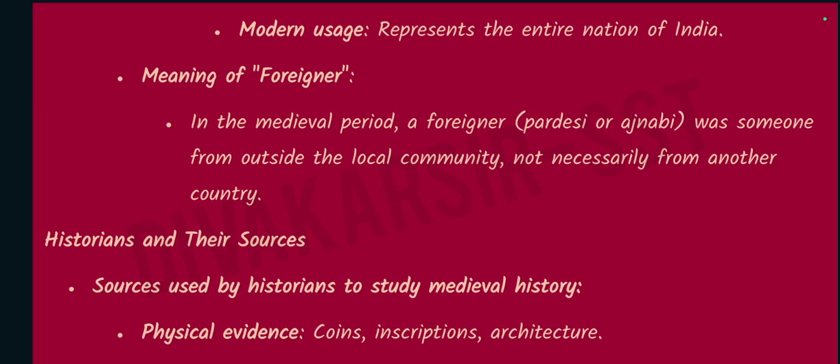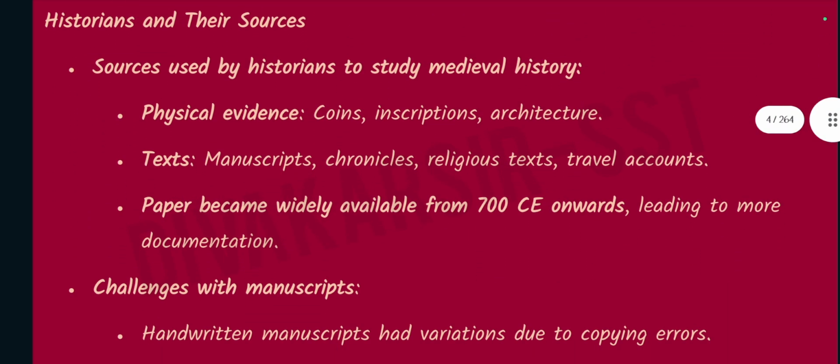Historians and their sources. Sources used by historians to study medieval history. Physical evidence. Coins, inscriptions, architecture, texts, manuscripts, chronicles, religious texts, travel accounts. Paper became widely available from 700 CE onwards, leading to more documentation.